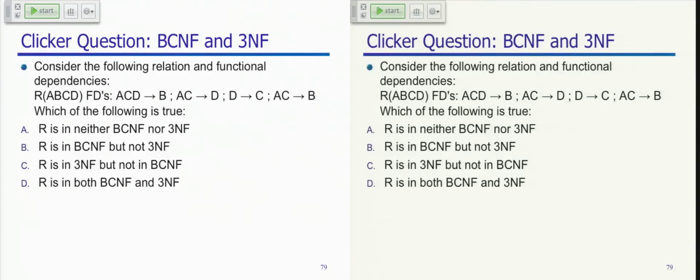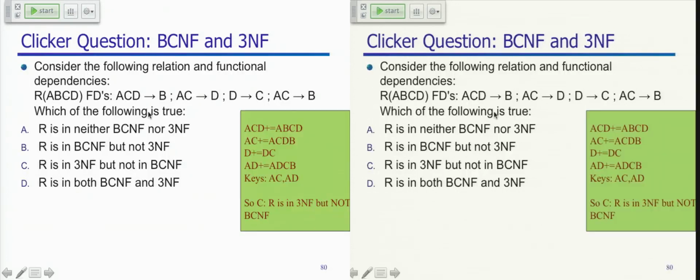And finally, AC gives you B. AC is the super key, so that's also fine. I look at my closures to see if there are any other dependencies that I'm missing. There aren't any other things that I'm missing, so C would be the right answer.